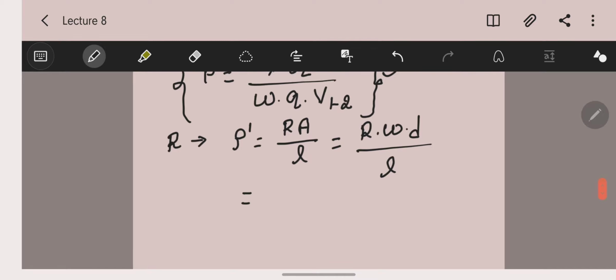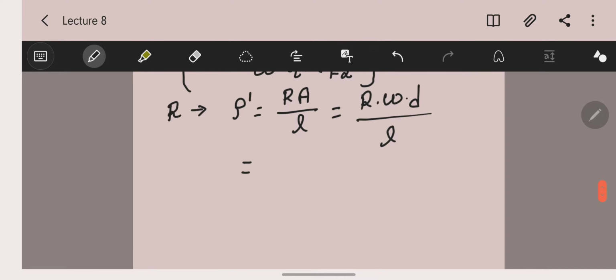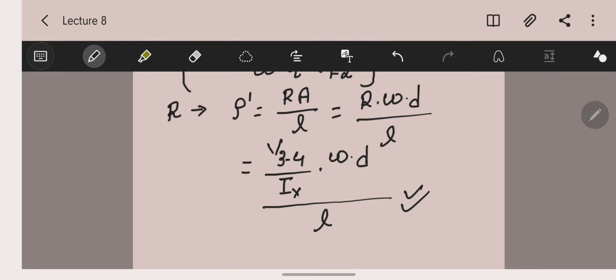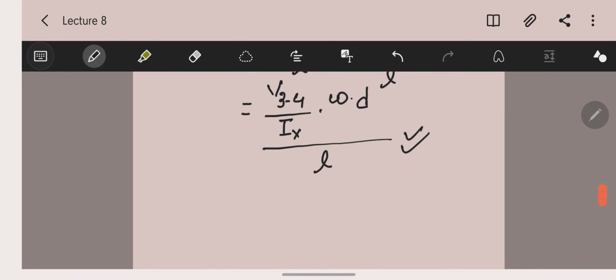Now what is the resistance? Resistance can be specified for the above diagram because current is flowing from 3 to 4. So voltage across 3 to 4 divided by current, we are familiar that it is V34 divided by Ix, into W into D divided by L. Now using this we can find the resistivity of the given specimen. If the resistivity is known, we can find the conductivity of the specimen. The conductivity is nothing but the reciprocal of the resistivity. Conductivity is equal to 1 by rho dash.